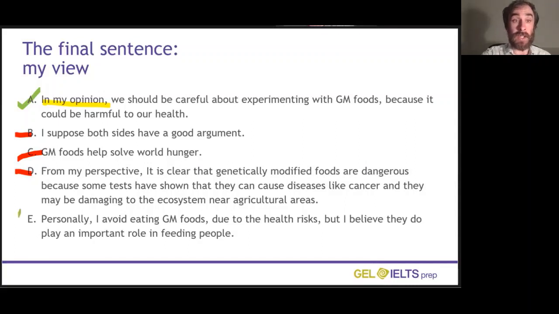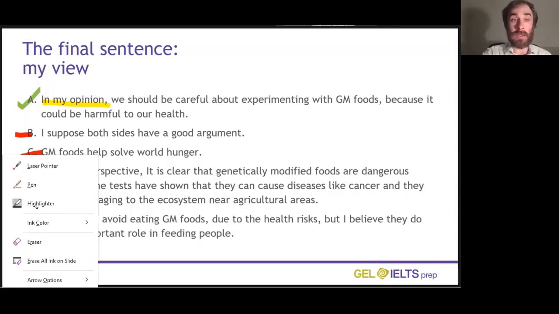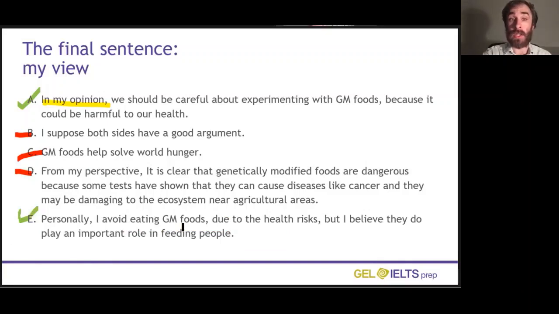Sentence E is good. It gives a personal perspective and talks about the student's own experience. I avoid eating genetically modified foods. This is fine. You don't want to do this too much, and I would recommend avoiding it. But in this case, it's absolutely fine because they've shown it as their opinion. And then they've made it a little bit more global at the end with, I believe they do play an important role in feeding people. So that's talking generally. So avoid being too personal, but it's not a bad thing if you do include a little bit of personal experience.